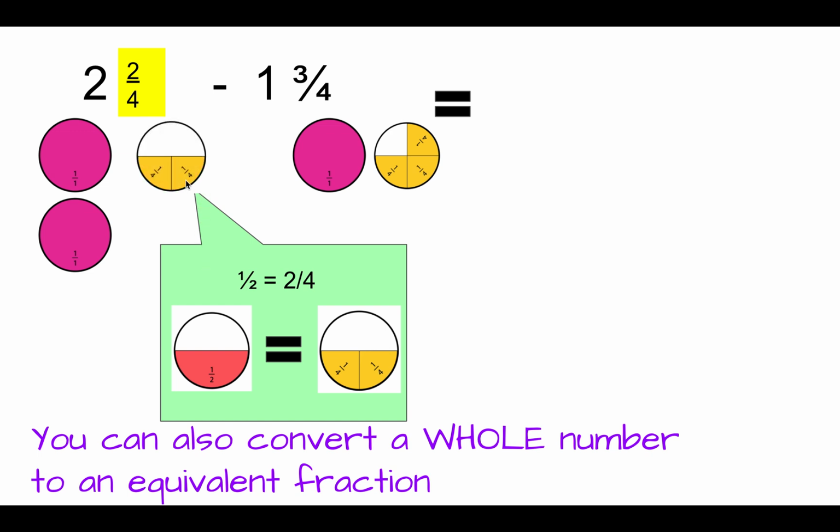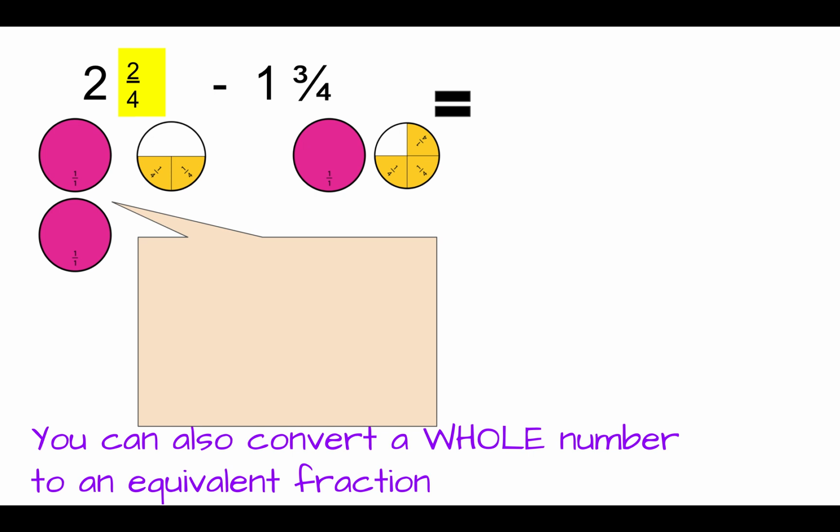But I still have a problem. When I want to do 2/4 minus 3/4, I can't. I have 2, I can't take away 3. That's not possible. So what should we do? Just like in subtraction, we're going to have to borrow from the wholes, so to speak.